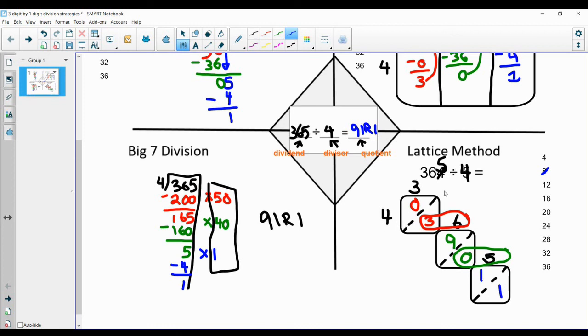So how do I know what my answer is? Well, I take a look at what's in the top parts of my lattices. So I have 0, 9, 1, and then I also take a look at my remainder. So this gives me 0, 91 with 1 remainder. This 0 doesn't mean anything, so I have 91 remainder 1 as my answer. So 365 divided by 4 is equal to 91 with 1 remainder.